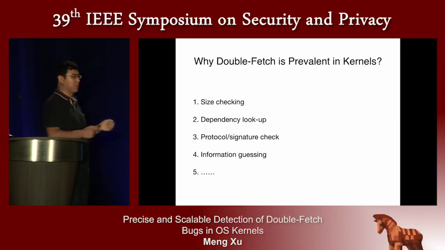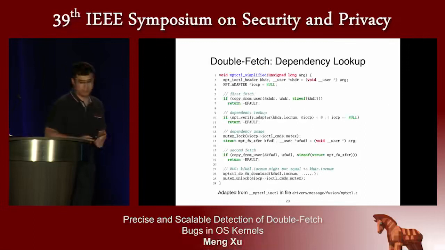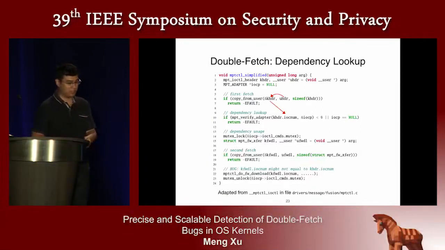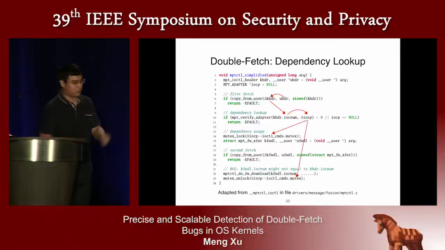For example, they're doing some dependency lookup or protocol signature checks. So let me show you another example. This is how the kernel does dependency lookup. If you do the first fetch, you get the message header, and then you try to look up an IOC pointer based on the IOC number. And then once you get the pointer, you're going to acquire the mutex lock.